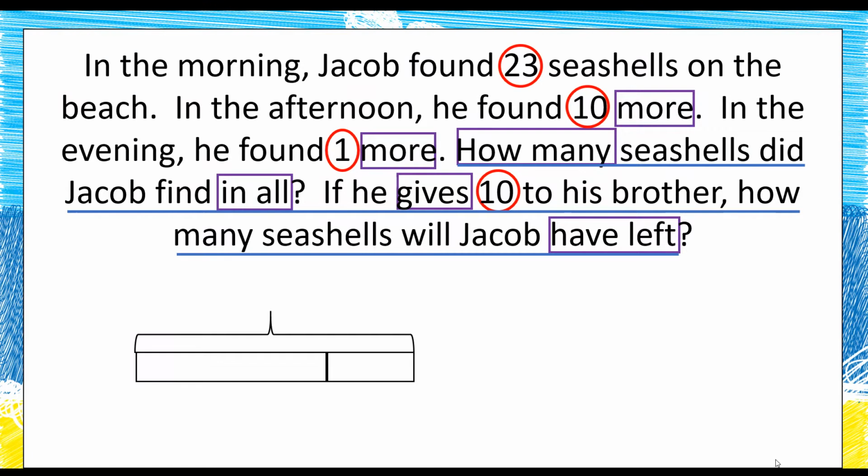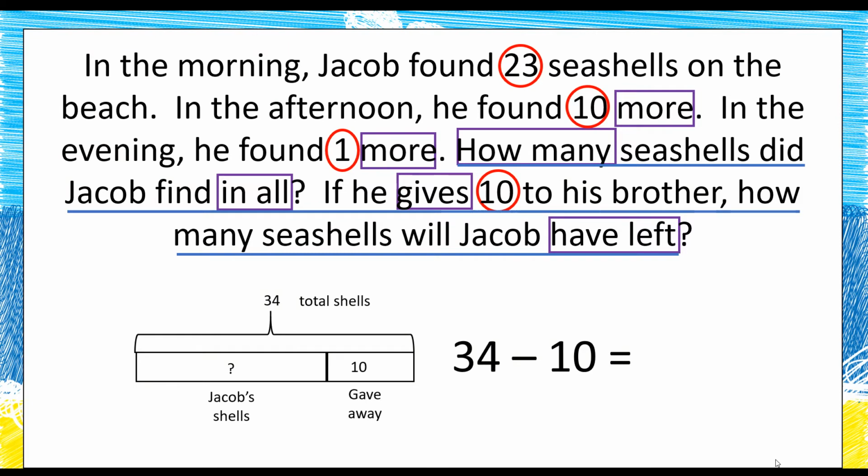So let's see. We know the total this time. We know that he has 34 total shells. We also know that he's going to give away 10. So I'm going to put 10 in that smaller bar model or tape diagram. He gave away 10. So I need to know, how many shells does Jacob have left? This time I have the whole and a part. When I know the whole, but I'm missing a part, do you know what to do? I'm going to subtract. 34 take away 10.